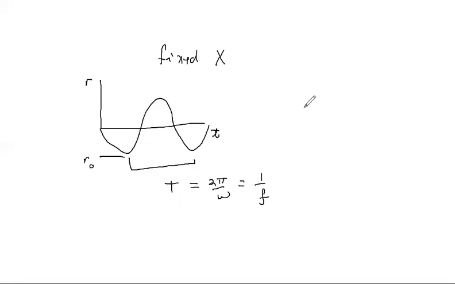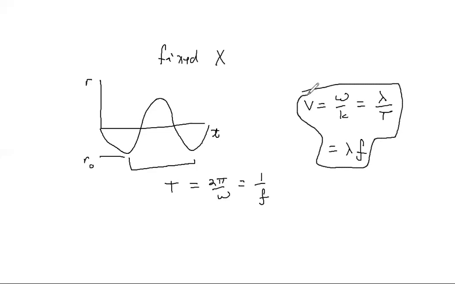And our relationship that v equals omega over k becomes the same as lambda over the period, which makes sense on unit grounds. The speed equals the wavelength over time, or frequently it's written as lambda times f. That's another way to write the same relationship. So these are our key equations when you have waves. It relates the wave speed to the frequency and wavelength.